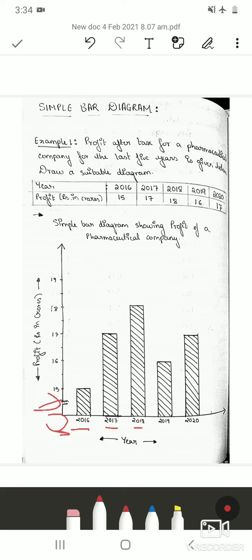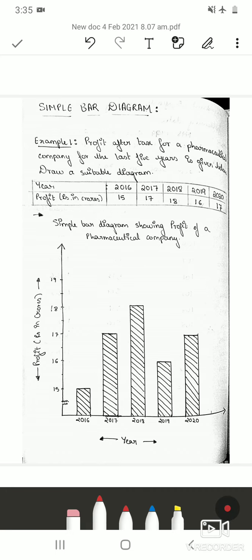But here from 0 to 2016 the difference is 2016 years. So that is the reason it is called false baseline. Similarly for y-axis, from 0 to 15 the difference is 15 crore. Then later for each 2 centimeters the difference is 1 crore. So we have to indicate that by using a false baseline.